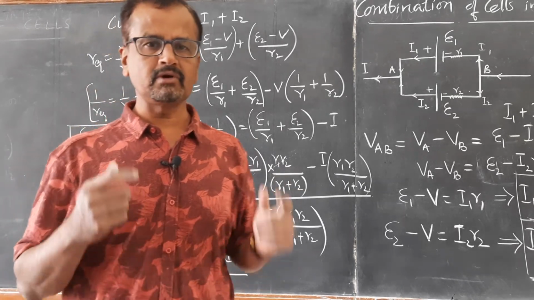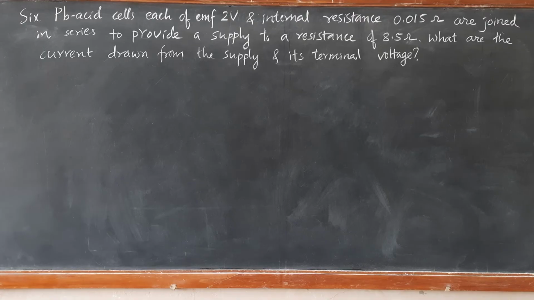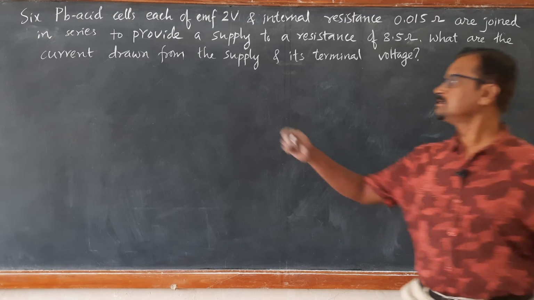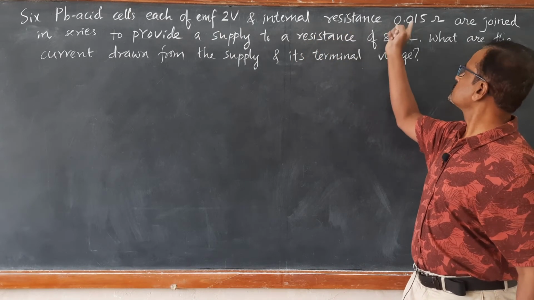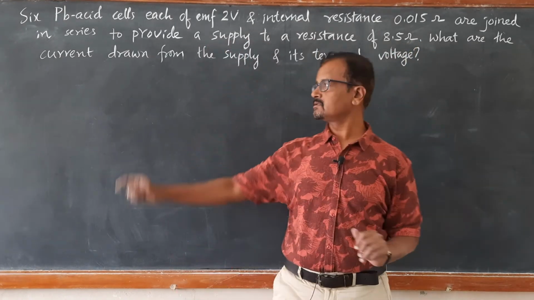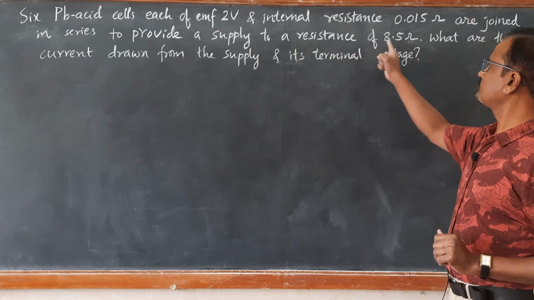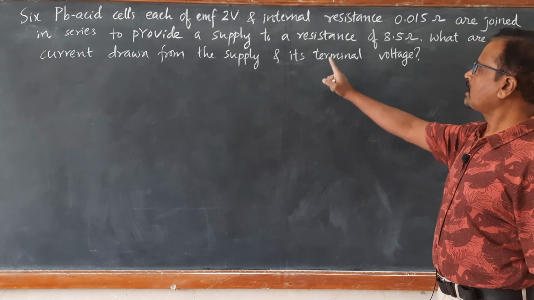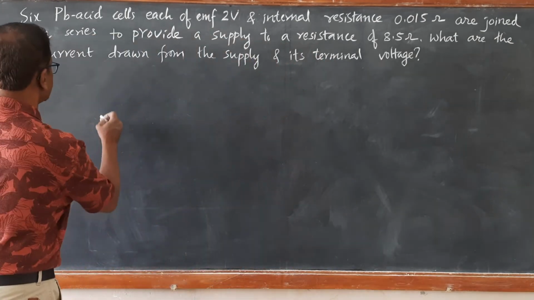Okay. Now let me solve one simple problem. Okay, this is a very simple problem. 6 lead acid type cells, each of EMF 2 volt and internal resistance of 0.015 ohm, are joined in series to provide a supply of current to a resistance of 8.5 ohm. What is the current drawn from the supply and what is its terminal voltage? So the question is very simple. Let me draw a simple circuit diagram.